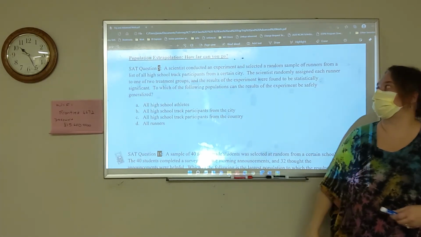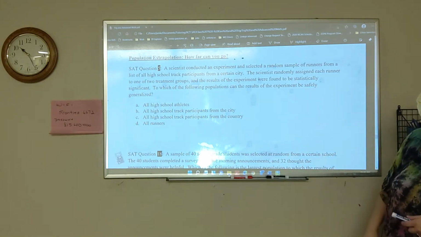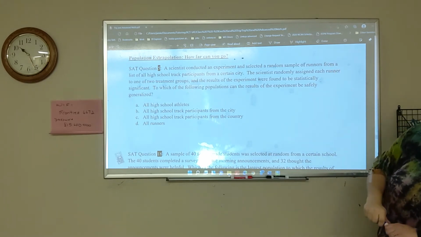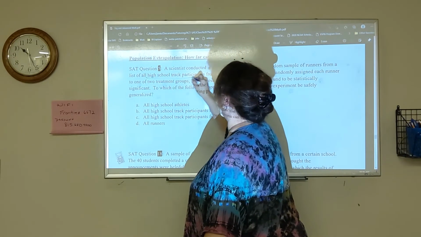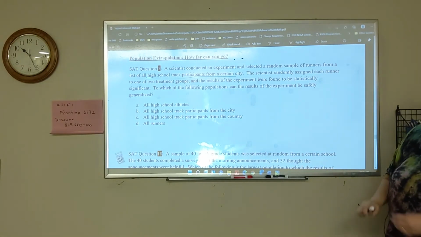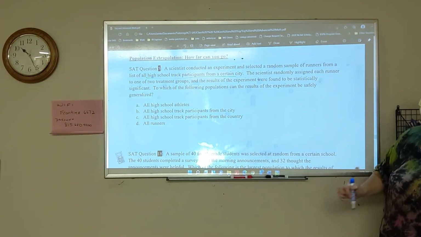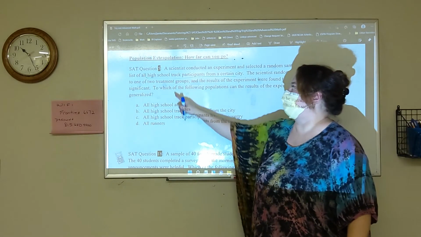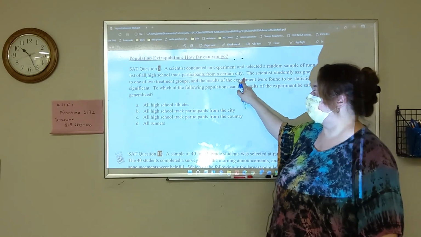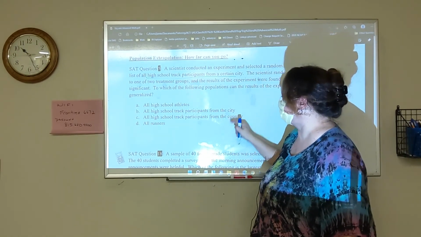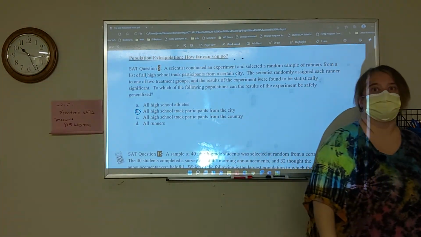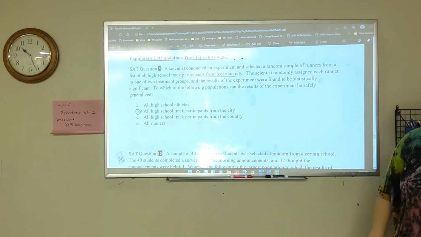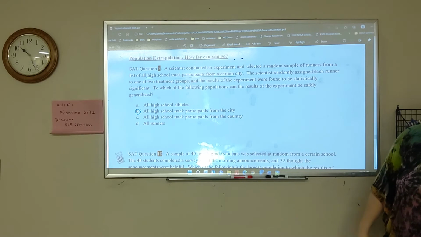So here we go. A scientist conducted an experiment and selected a random sample of runners from, okay, pay attention, where they came from: a list of all high school track participants from a certain city. All right, that's where they came from. The scientist randomly assigned each runner to one of two treatment groups. The results of the experiment were found to be statistically significant. Which of the following populations can the results of the experiment be safely generalized to? Where did he get them from? All high school track participants from a certain city. Where can you generalize? All high school track participants from a certain city. There we go, word for word, boom. Okay? Don't overthink these, just match it up to where he got the kids from. Make sense?